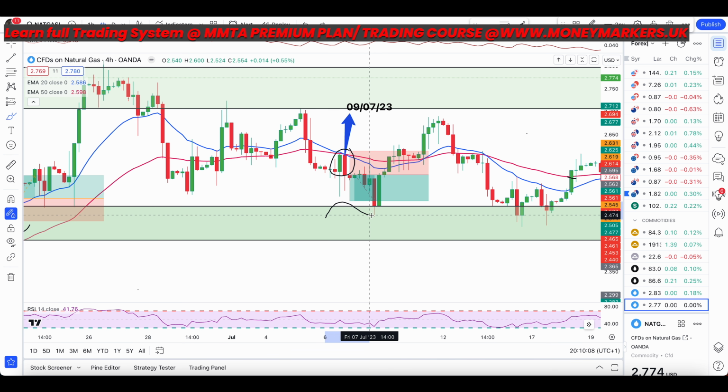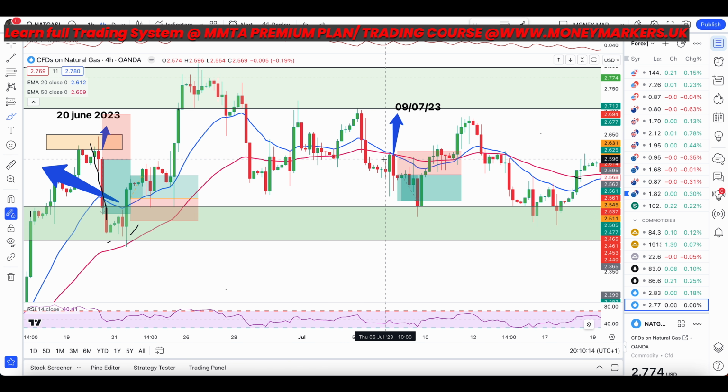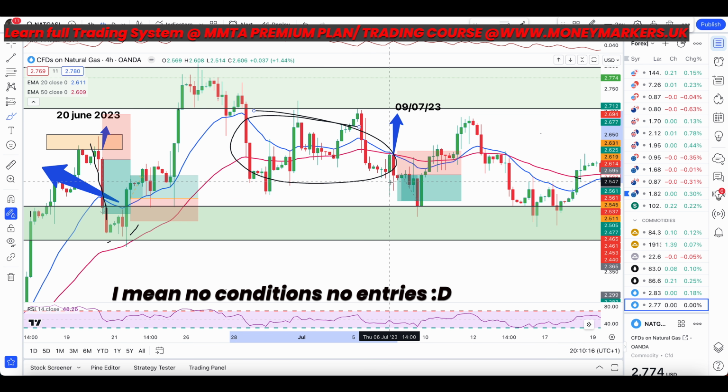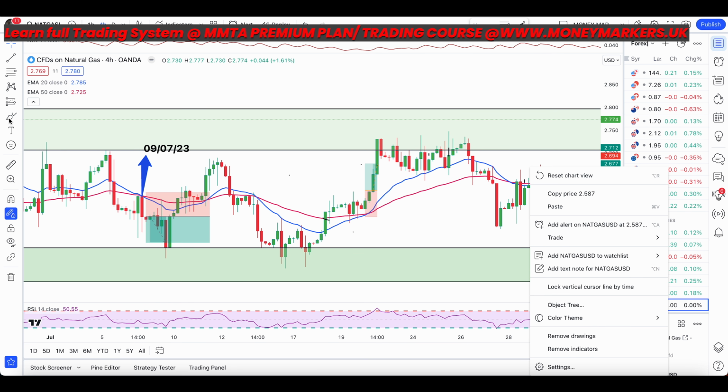That time we did not have the support. That would be a good condition for a buy as well. This is how we entered the trade with conditions: no entries, no conditions. Awesome. So then next, what do we have?